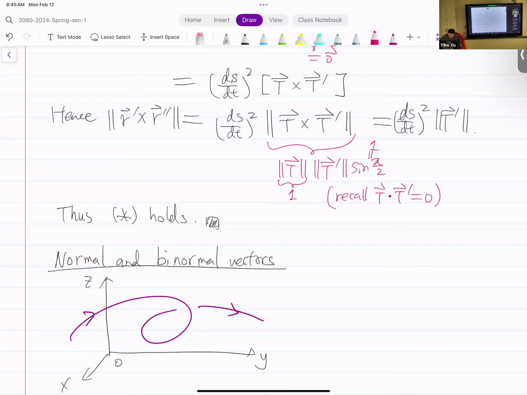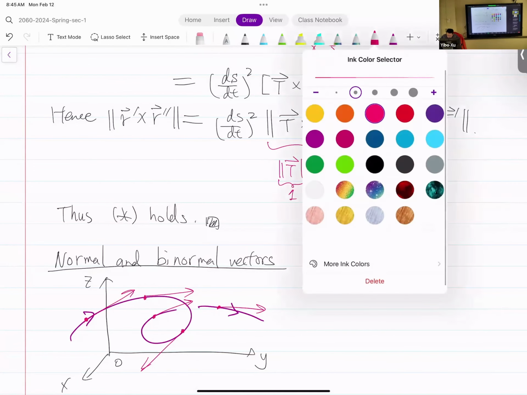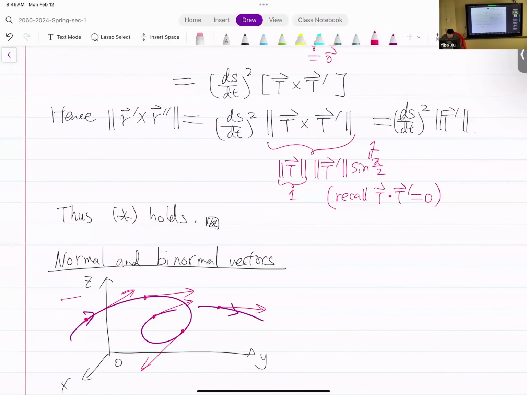We haven't actually mentioned what the normal direction is, but the unit tangent direction is always the vector along the curve that you travel, right? Along the direction of the curve at any point. So these are the unit tangent directions. And if you recall, these are cap T, that's cap T in red.